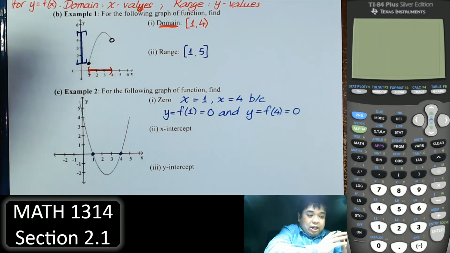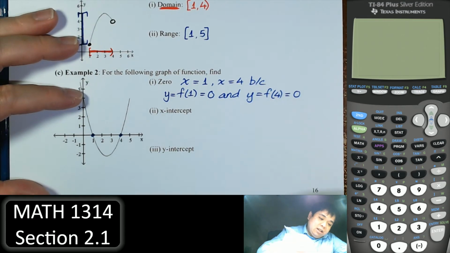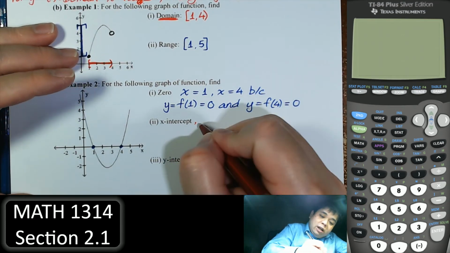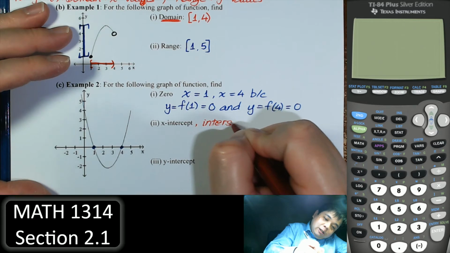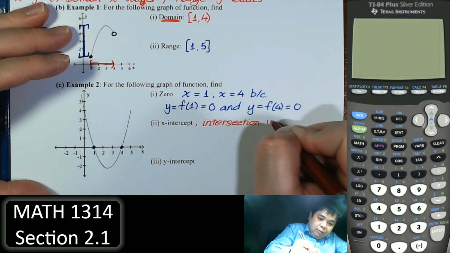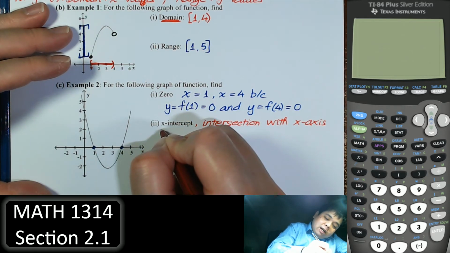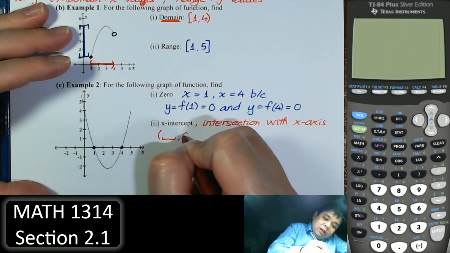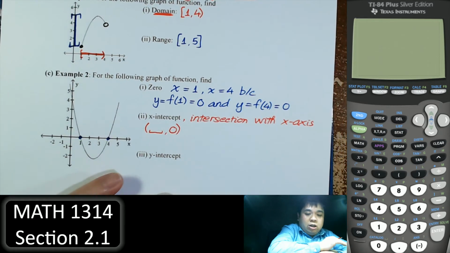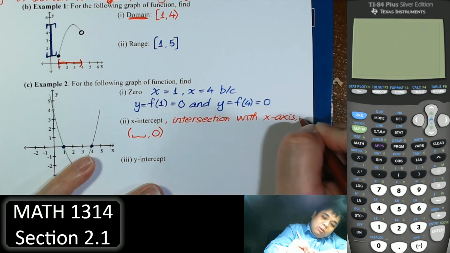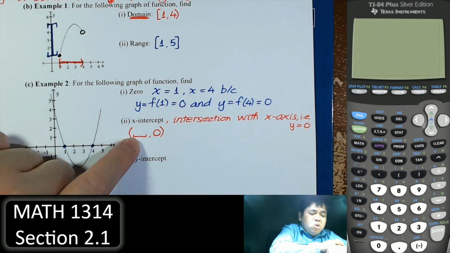So for the y-intercept, we say x equal to 0. However, for the x-intercept, which is the intersection with the x-axis, we have the form (something, 0), because y is equal to 0. x can be something, but y is equal to 0. Intersection with the x-axis means y equal to 0. Right, so in that form.